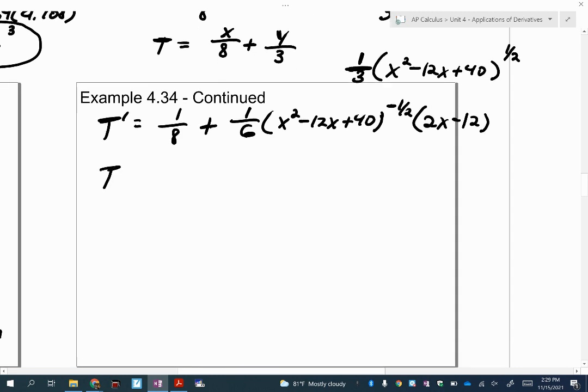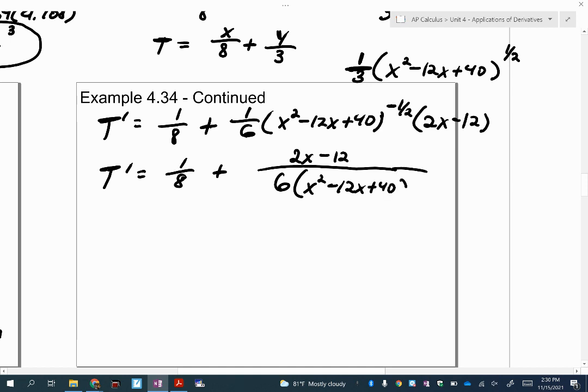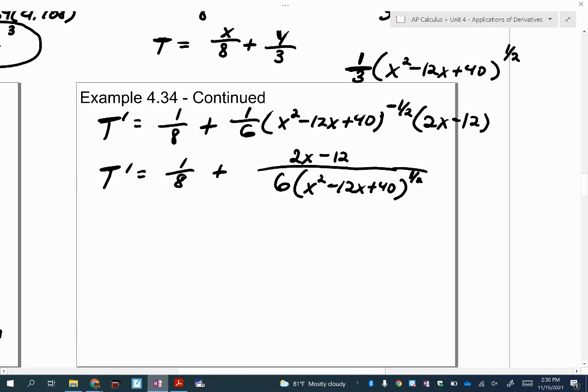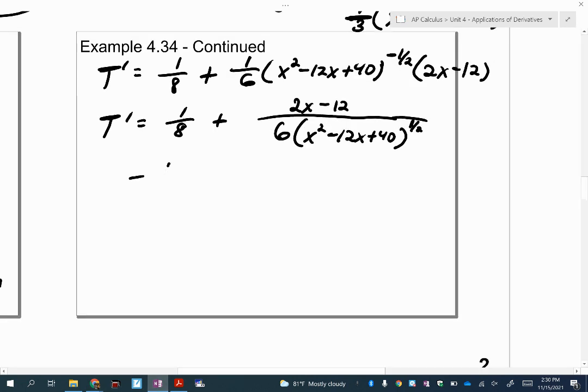Okay? So now I have 1/8, and then this is going to be plus 2x minus 12 over 6 times x squared minus 12x plus 40 to the positive 1/2 power. So that's what the derivative is, okay? And ultimately, when I set this equal to 0, I can move the 1/8 to the other side and get this proportion, and I can set up to solve this.